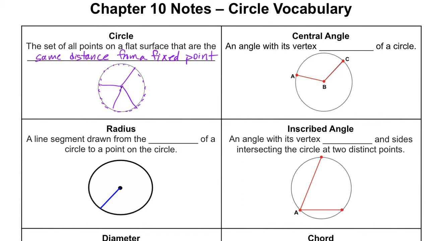A radius is a line segment drawn from the center of a circle to a point on the circle. So it just goes from the center of the circle to the edge of the circle.